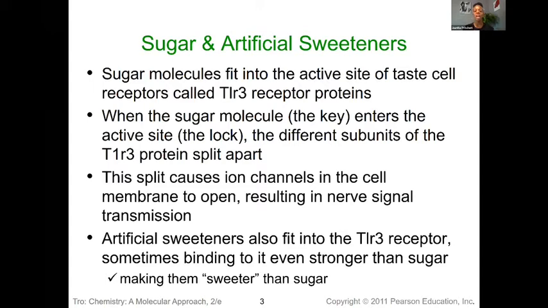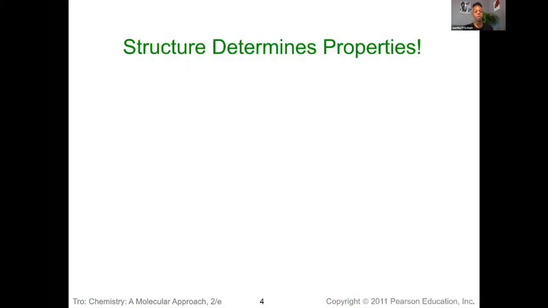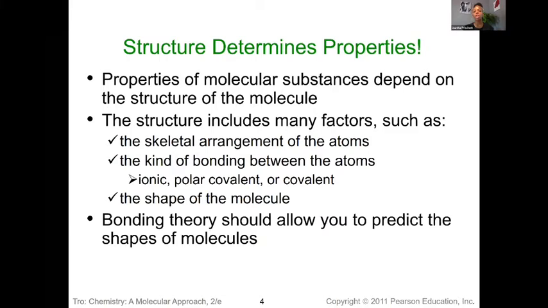So again, how the structure is made really does impact what properties are going to be affected on the outside. The big thing we want to remember is that the structure determines the properties. The properties of a molecular substance depend on the structure of the molecule. The structure includes many factors, such as the arrangement of the atoms, the bonding between the atoms, whether it's ionic, polar, or covalent, and then the overall shape of the molecule.